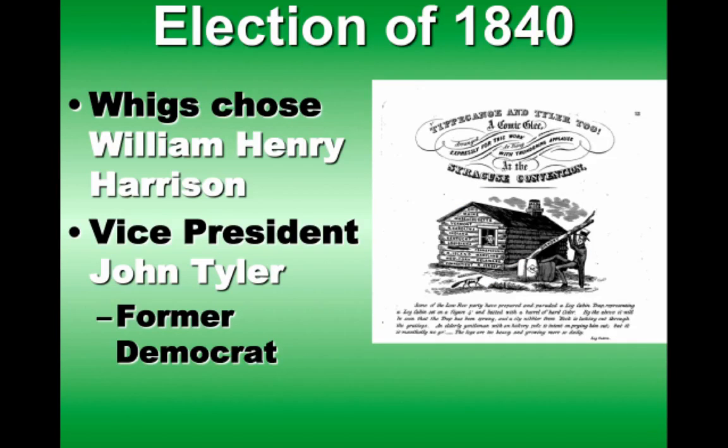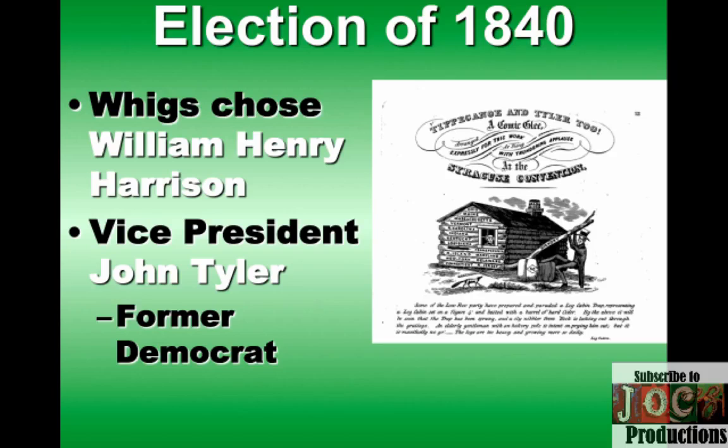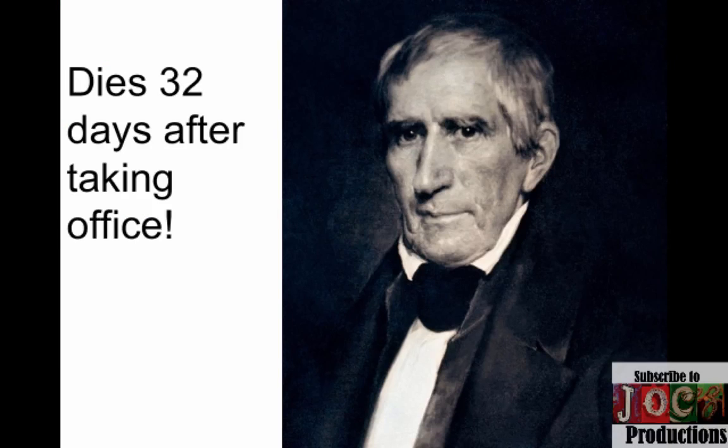Remember, there's that whole Tippecanoe and Tyler too. The Whigs pick William Henry Harrison as their candidate, the war hero from Tippecanoe, and his vice president is actually a former Democrat by the name of John Tyler. And because of some personal beef with Andrew Jackson, he leaves the Democrat Party and joins the Whig ticket in 1840. They win, got a cool slogan, Tippecanoe and Tyler too, and unfortunately for your homeboy William Henry Harrison, after 32 days in office, he dies, gives a super long inaugural address, and just dies, shortest term president ever.